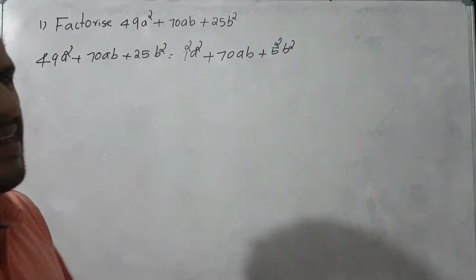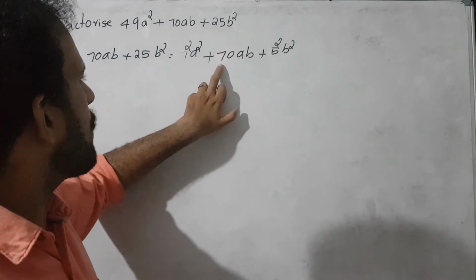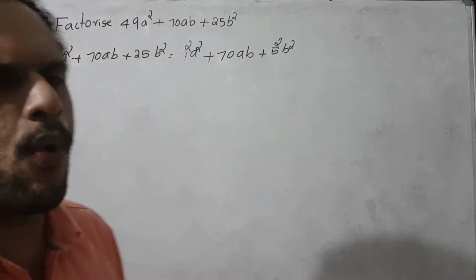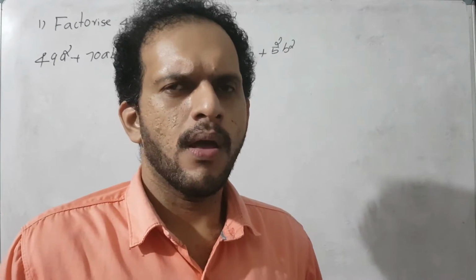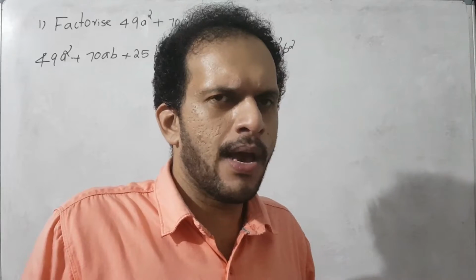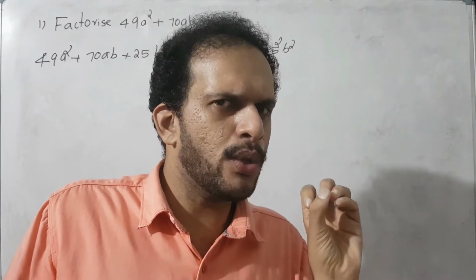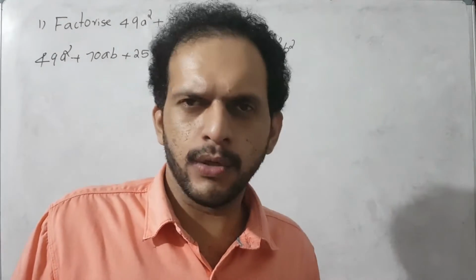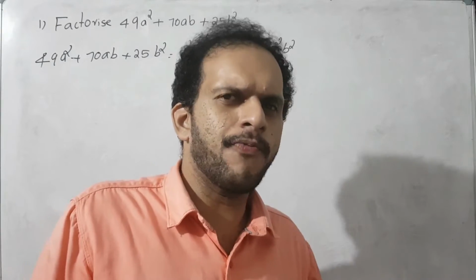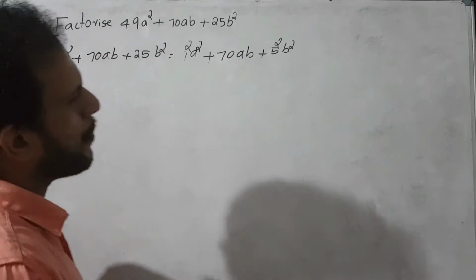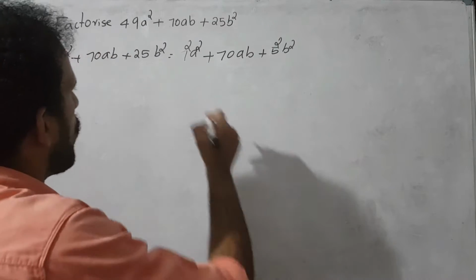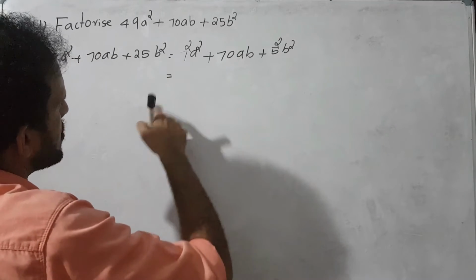After writing this, you just check whether the middle term, 70, can be converted as the product of two numbers. Just verify that, okay? Then I verify that it is possible to convert 70 as a product of 2. Yes, it is possible. So in the next step I write it like this.